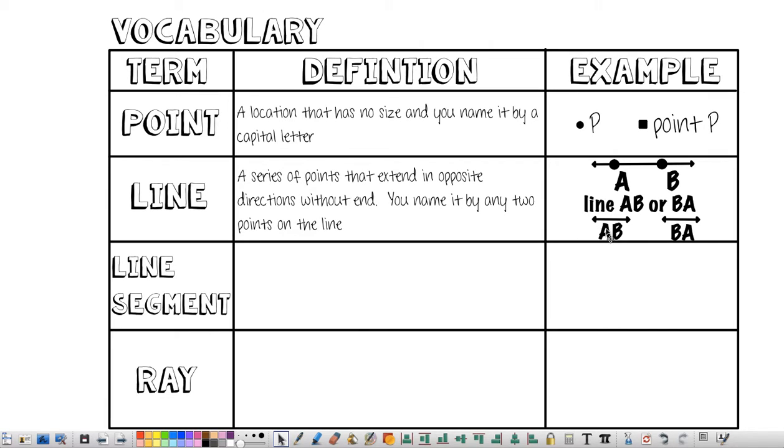Otherwise, you can use a symbol to name it, and you just put a line above it. Notice the line has the 2 arrows because if it doesn't, that means something else. Or you can call it line BA.